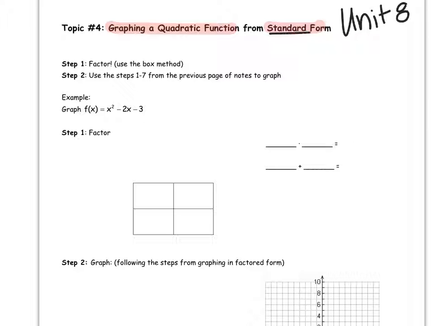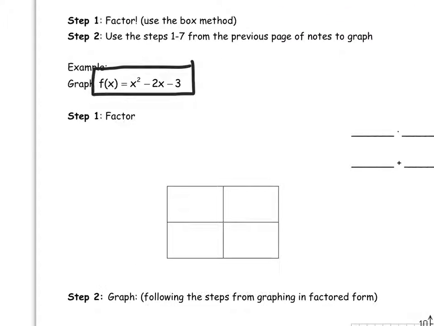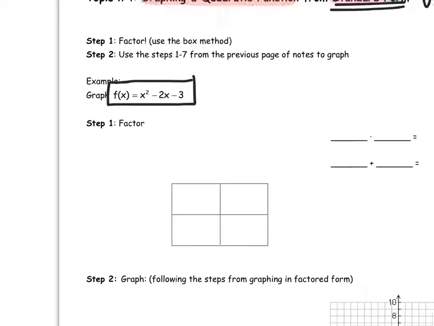And standard form just means that when you look at the equation, so here's an equation, f of x equals, standard form is when we do not see the parentheses in the problem at all, we just see an exponent of 2, an x squared, and then there's a middle term of x and a third term at the end. So essentially, last topic, we graphed from factored form. All that we are going to do is take this standard form equation, and step 1 just says factor it. And once it's factored, we're going to follow the steps from topic 3.